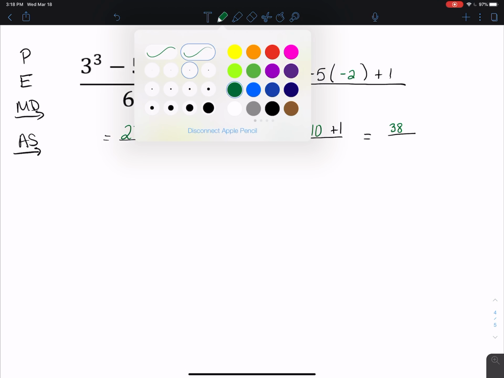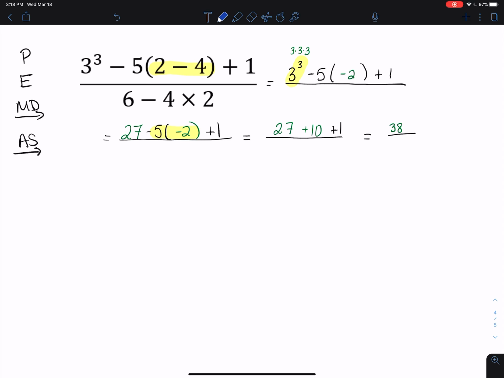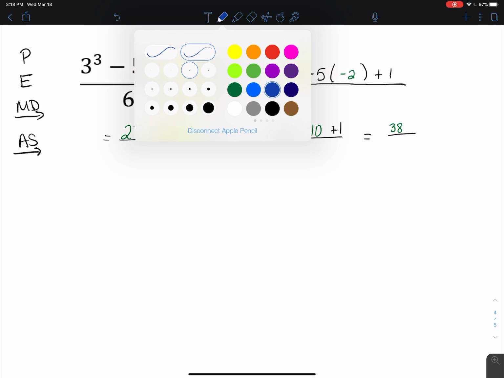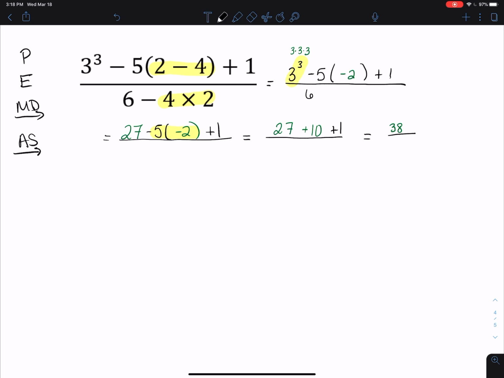Now I need to go through and do the same process for my denominator, the bottom part of that fraction. So if I look at 6 minus 4 times 2, I have subtraction and I have multiplication. I need to do that multiplication first. So I'm going to bring down that 6, and then I know negative 4 times 2 gives me negative 8. So I have 6 minus 8. Now all I have left is that subtraction. 6 minus 8 gives me negative 2.